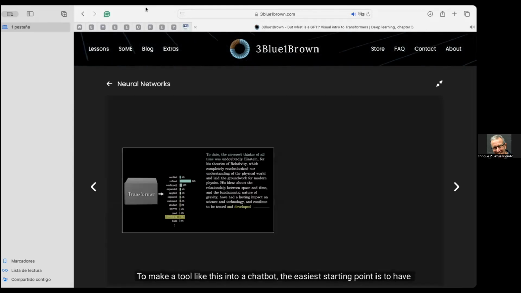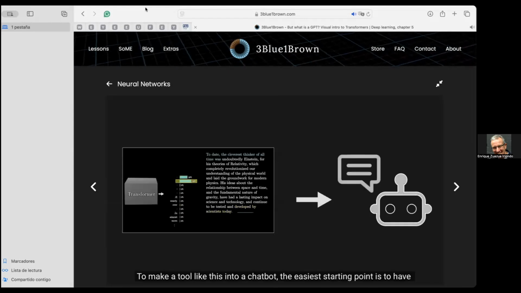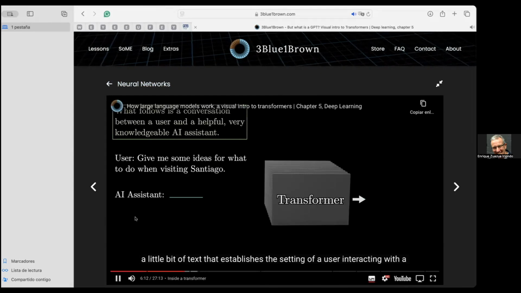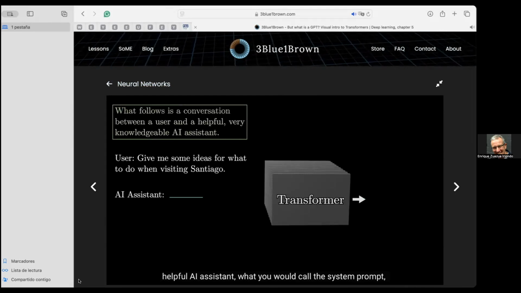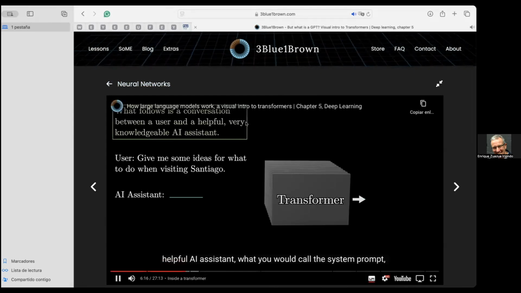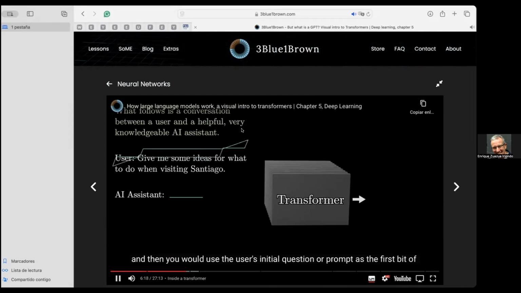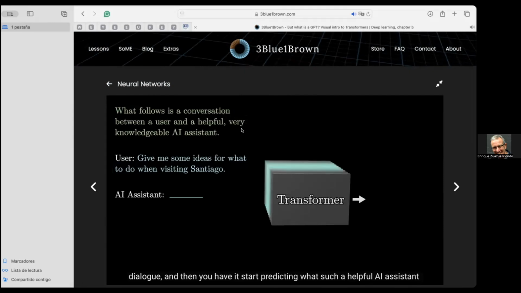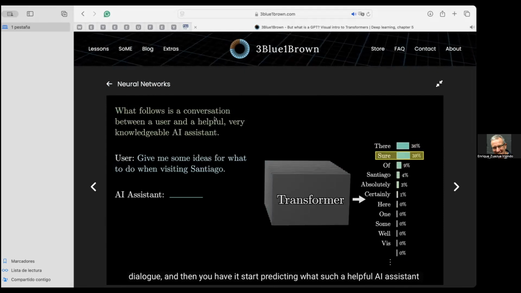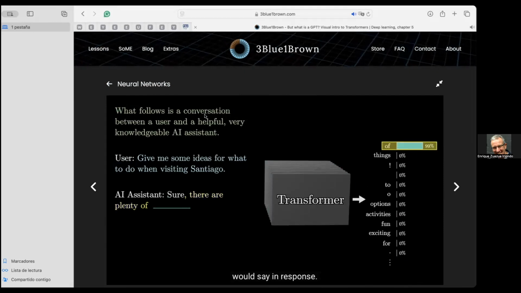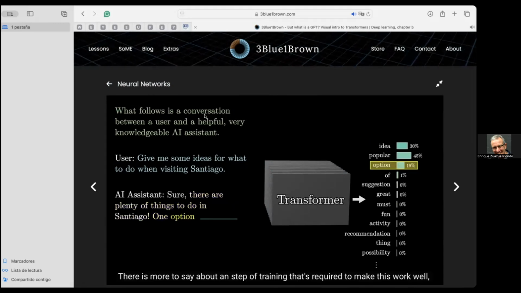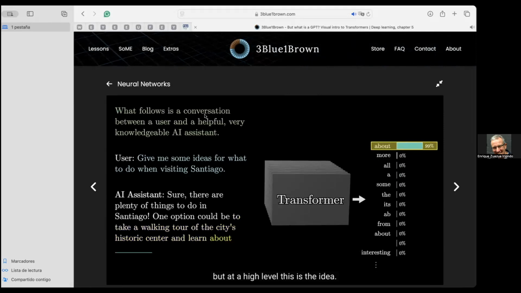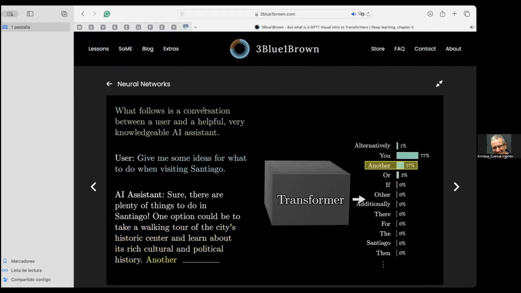To make a tool like this into a chatbot, the easiest starting point is to have a little bit of text that establishes the setting of a user interacting with a helpful AI assistant, what you would call the system prompt. And then you would use the user's initial question or prompt as the first bit of dialogue. And then you have it start predicting what such a helpful AI assistant would say in response. There is more to say about an added step of training that's required to make this work well, but at a high level, this is the general idea.